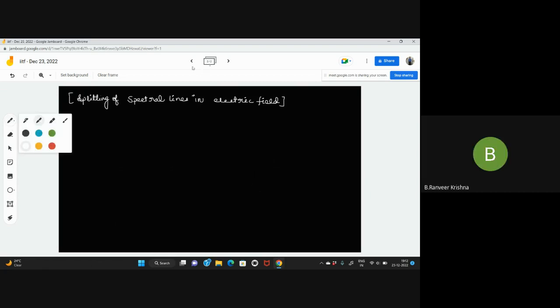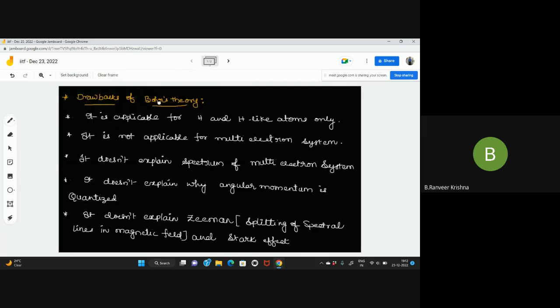Sir, can you put the previous slide? You wrote multi-electron system. What does it mean? Multi-electron means having more than one electron. Sir, that means helium also comes under multi-electron systems. Yes. So multi-electron systems are atoms with more than one electron, simple.